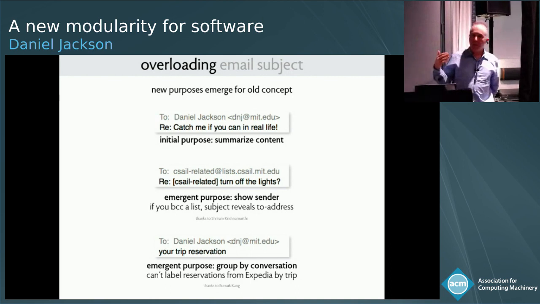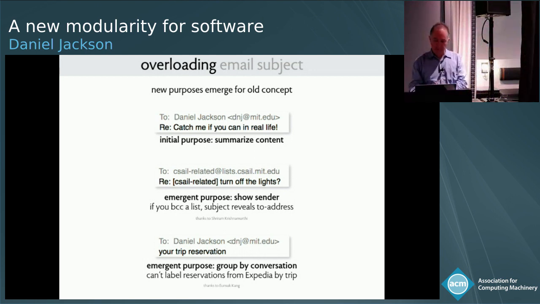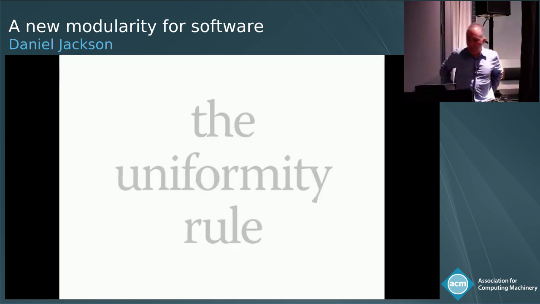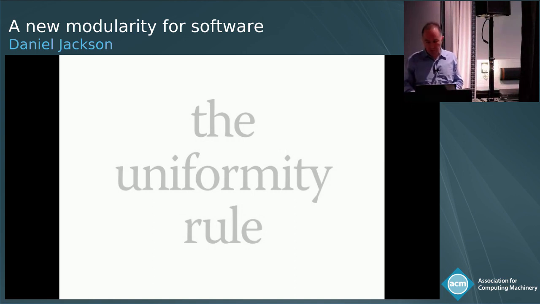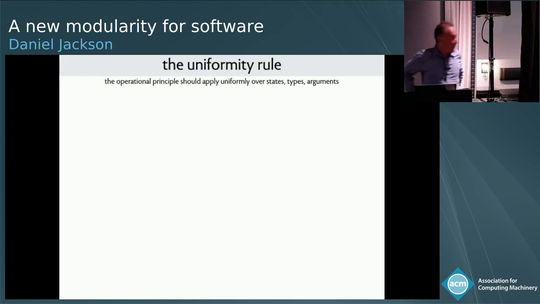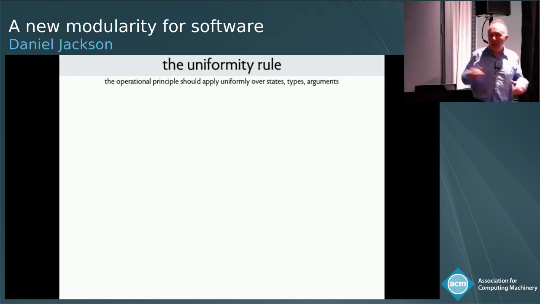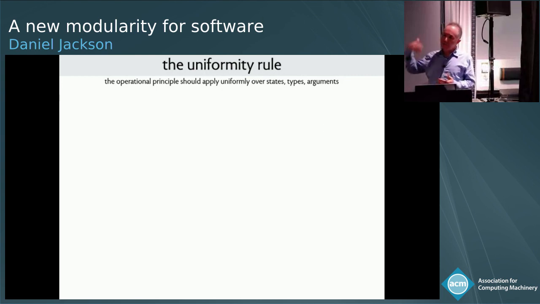I think that although there can be a good reason to overload a concept for multiple purposes, for a certain economy that might lead you not to want to introduce a new purpose, it almost always has liabilities. The second rule that I want to talk about, I call the uniformity rule, and I think this is, like many of these things, not a new idea, just a consolidation of ideas that have been out there for a long time. And the uniformity rule says that the operational principle should apply uniformly over the types, the states, and the arguments of the actions, and so on.